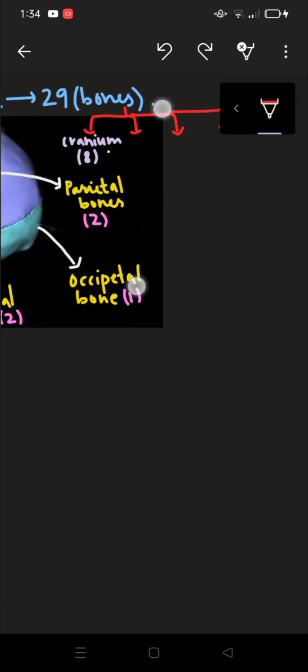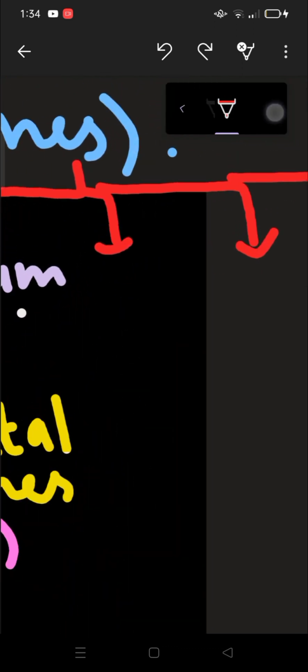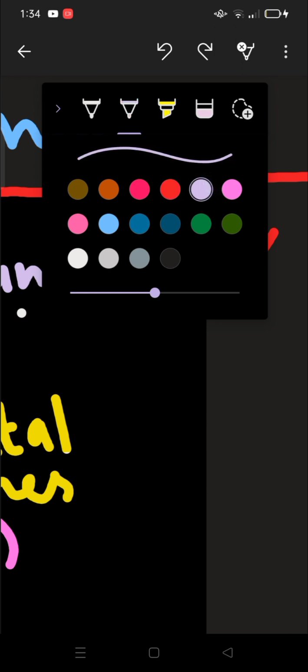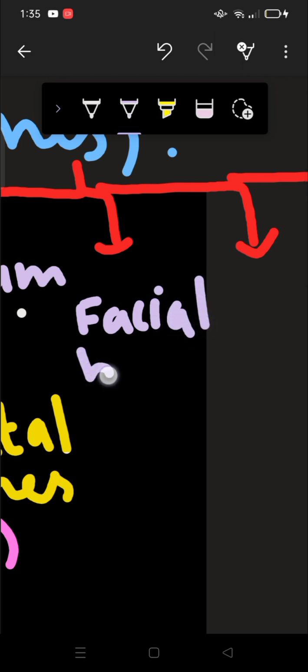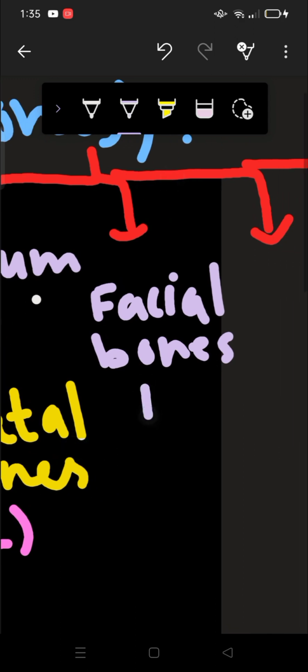Now we are going towards the second part of the skull, which is the facial bones. So let me write this here. We now have facial bones, which are 14 in number.